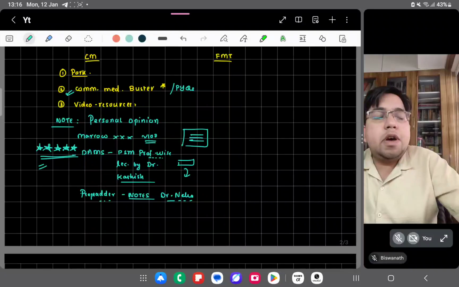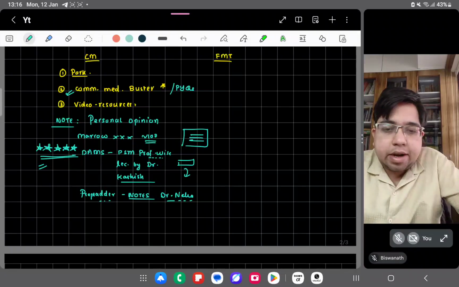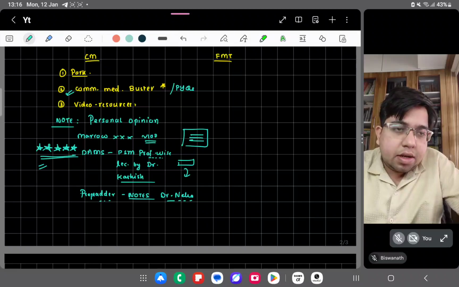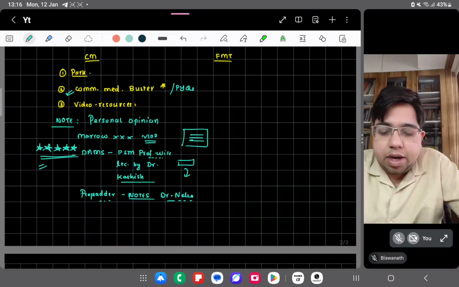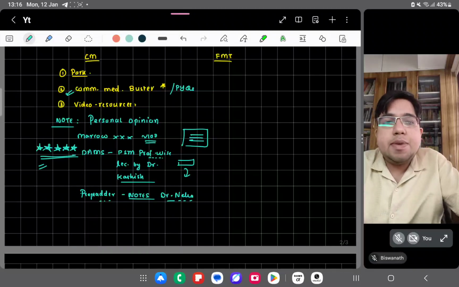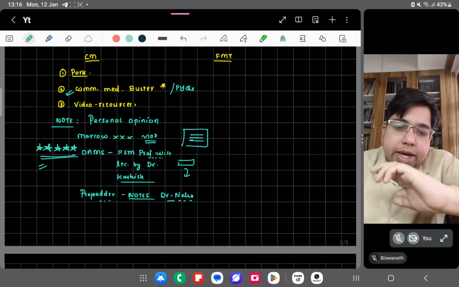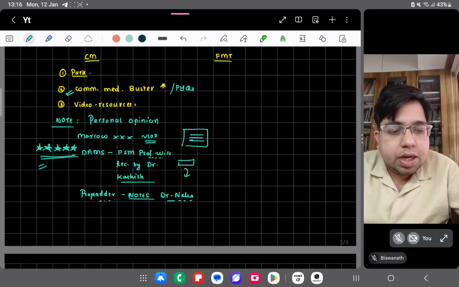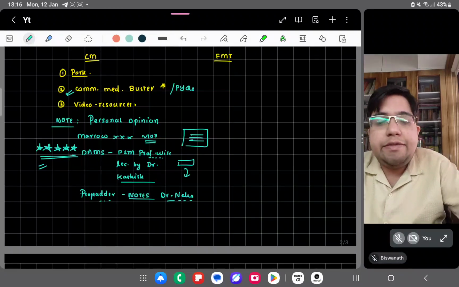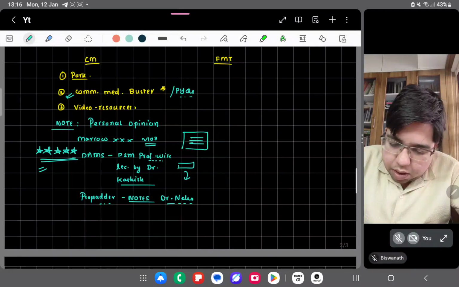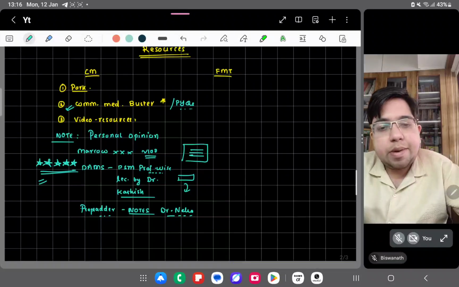Like in the environment chapter, there is something called sanitation barriers. I didn't pay attention to that, but in PYQs it was repeated 11 times. So 11 times means it's obviously important, because many teachers will think in the same manner, right? It's not like the person who is in Delhi will think very differently than the person who is in Odisha, right? So these are your resources for community medicine.